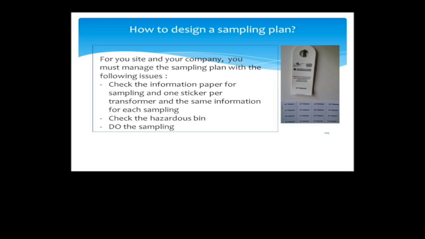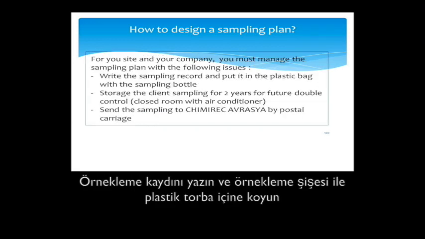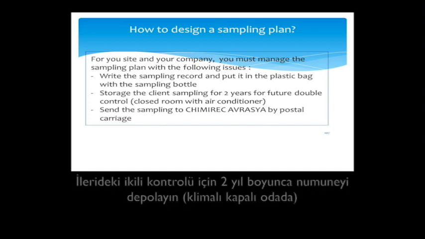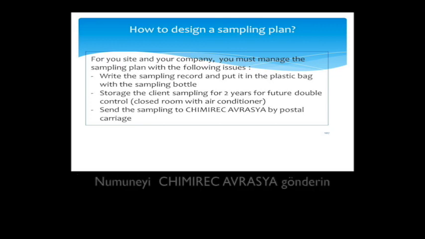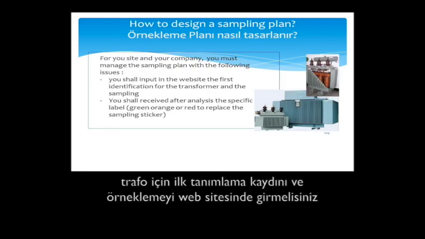Check the hazardous bins. Do the sampling. Check that the sampling has the same number as the sticker on the transformer. Write the sampling record and put it in the plastic bag with the sampling bottle. Store the client sampling for 2 years for future double control, in a closed room with air conditioning. Send the sampling to Brazil by postal carriage. The bottle should be transported in the tray as shown in the picture.